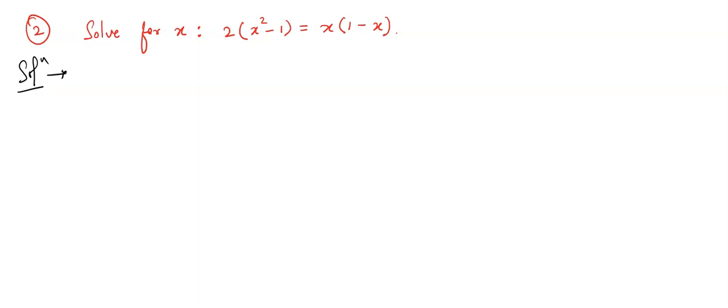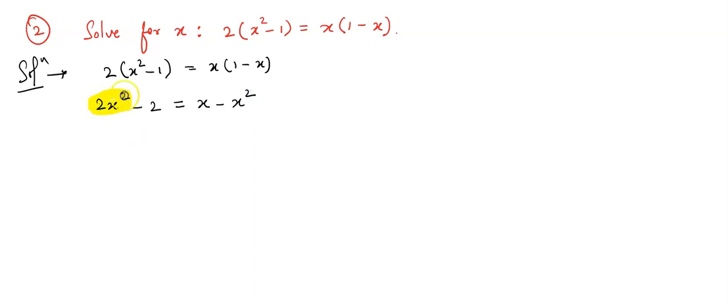Solution. See here children, how to solve this. The given question is 2(x² − 1) = x(1 − x), correct? So firstly you multiply: 2 into x², 2x², plus into minus, minus, 2 ones are 2, is equal to x into 1, x, plus into minus, minus, x into x, x². Now we can see here the power is 2, and here also the power is 2. But this is plus 2x² and this is minus 1x².